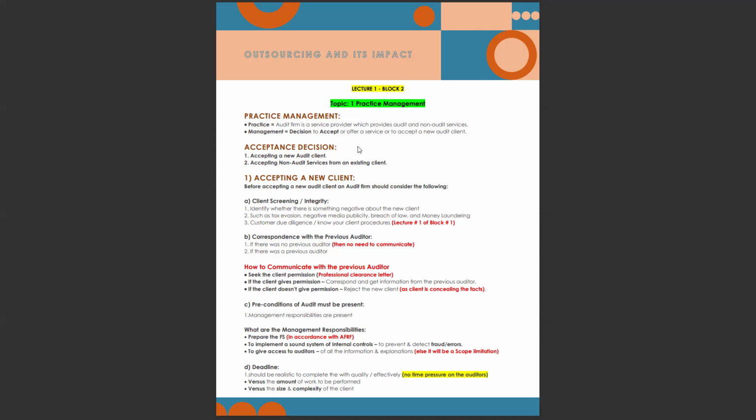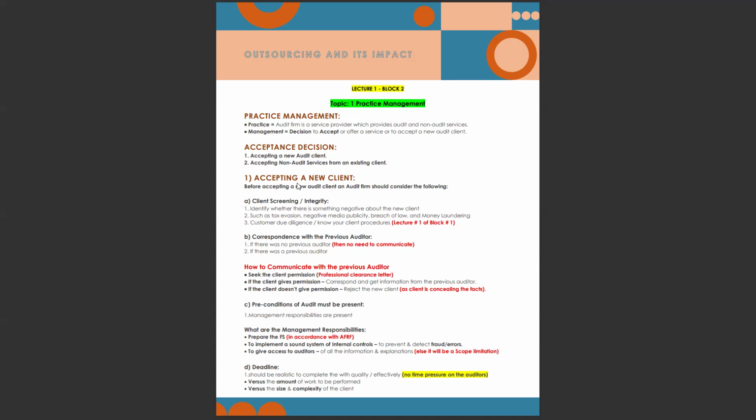This topic lecture is divided into 2 components. The first one is accepting a new audit client, and the second one is accepting non-audit service from an existing client. Accepting a new client means the client is new. Previously, we have not performed the audit of the same client. And accepting non-audit service means the client is existing, but this year we are offering non-audit service. Non-audit service means other than the financial statement audit service.